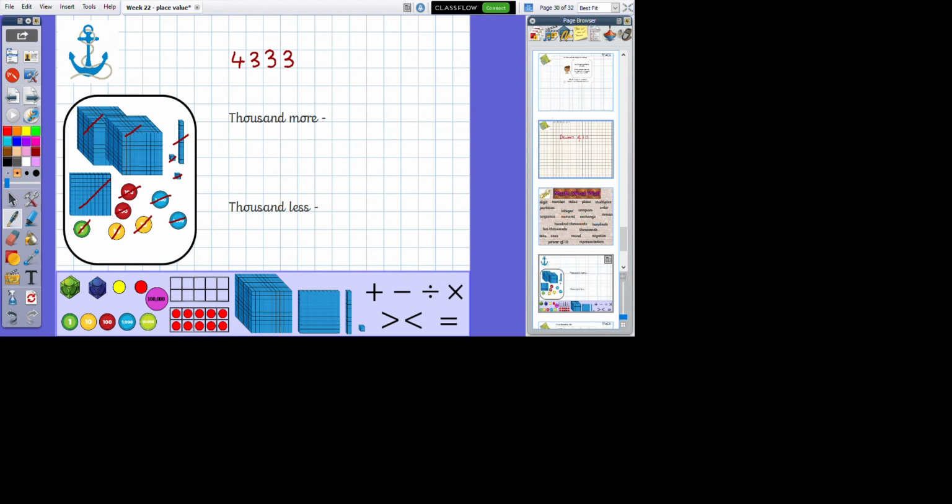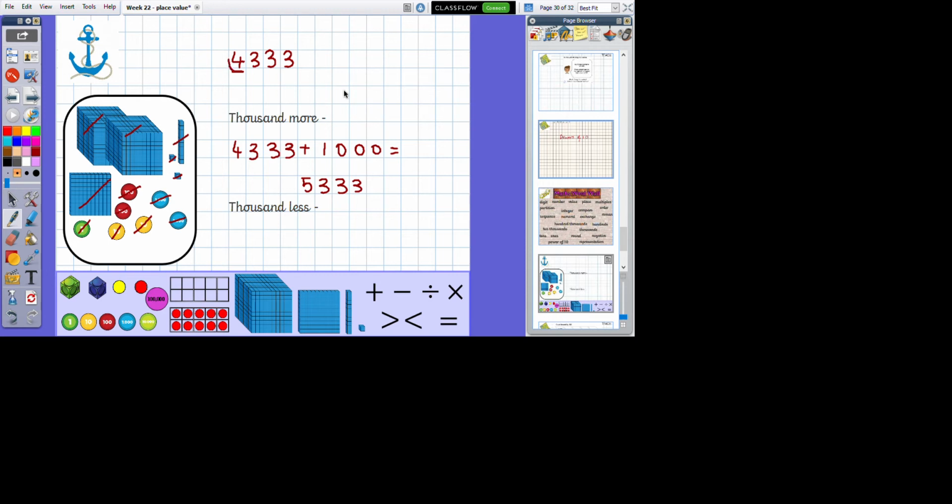So I'm going to have a look at my thousands number, okay? I'm going to add another 1,000, so that is going to increase my thousands number by 1, isn't it? So, got 1,000 more, so I'm thinking about 4,333, add 1,000 equals 5,333, okay? So that is adding 1,000 more, so now I need to look at 1,000 less.